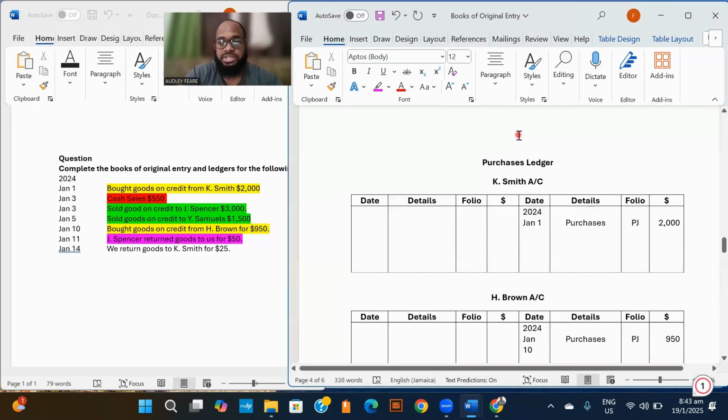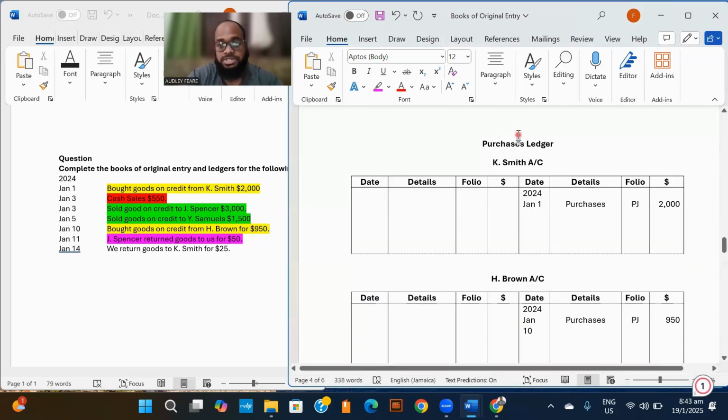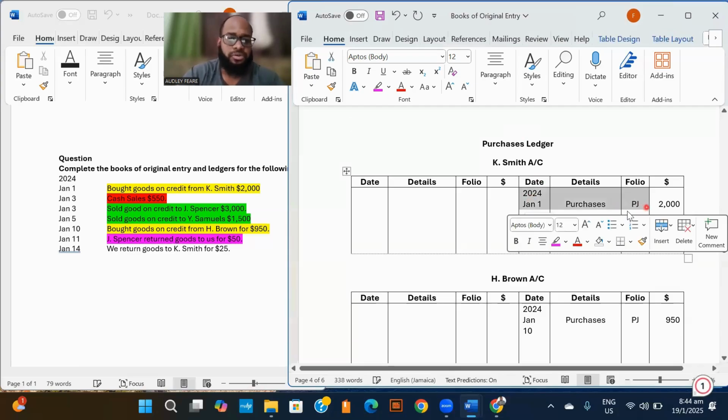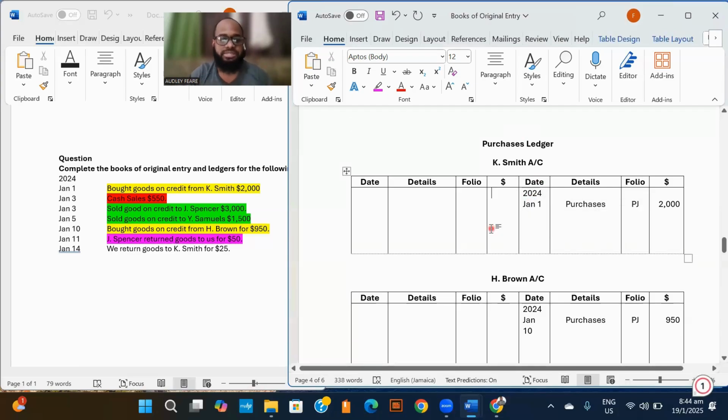And in the purchases ledger, you realize we have the accounts there already. And there's one for K-Smith. We bought goods on credit from him on January 1. Now we're returning goods. So the amount that we owe K-Smith is going to decrease by $25. So if you look at it this way, it's a creditor. And when creditors are liabilities, when liabilities decrease, what do we do? We debit. So we're going to debit the account for K-Smith 2024.